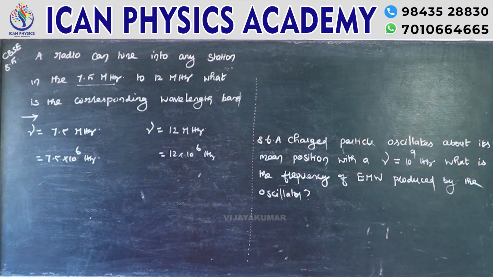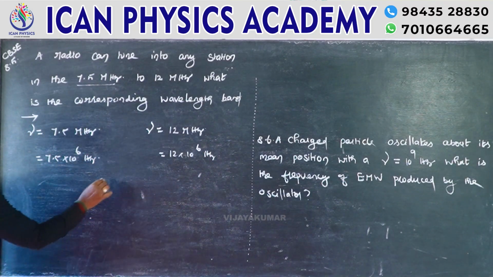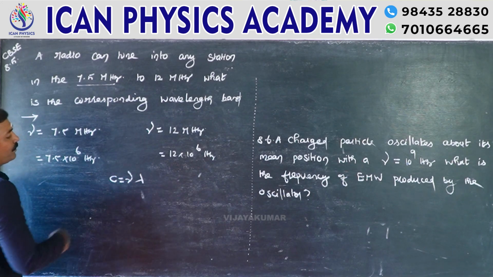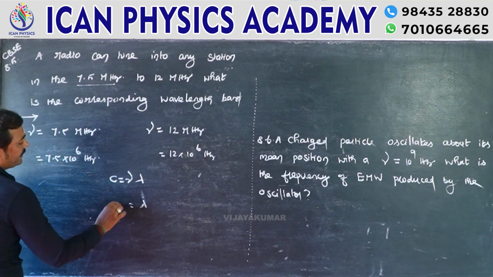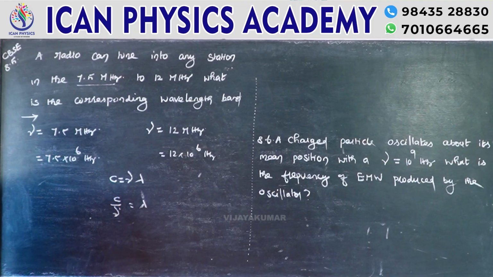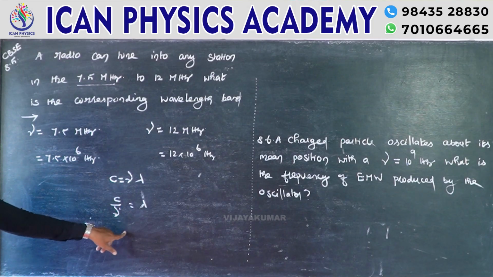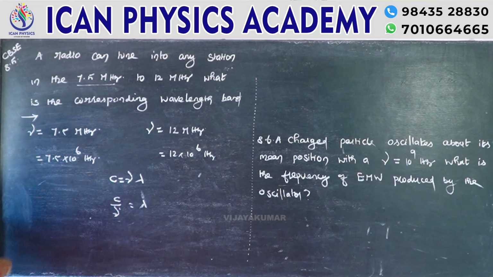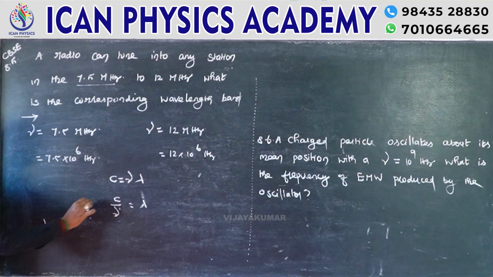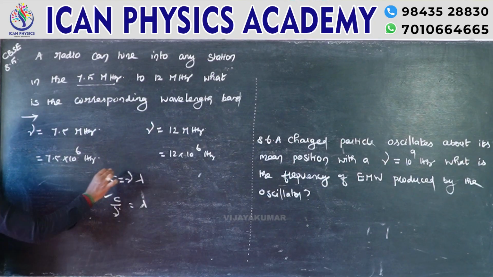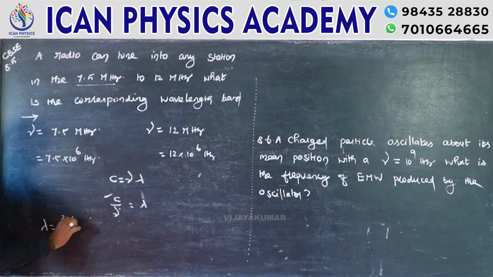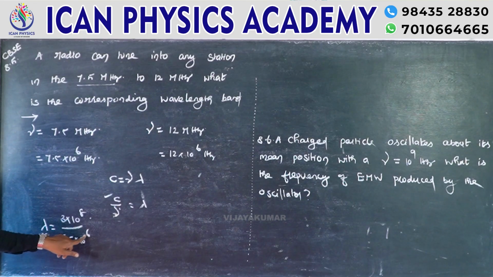So what is the corresponding wavelength? C equal to nu lambda, so lambda equal to C by nu. This is the general formula to calculate the range. So wavelength equal to C. What is the value of C? Velocity of light, 3 into 10 to the power 8, divided by nu. What is the value of nu? 7.5 into 10 to the power 6. The plus 6 goes to the numerator as minus 6.